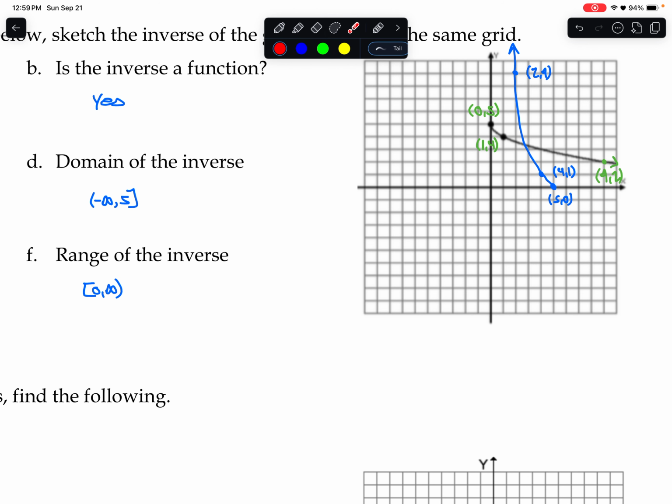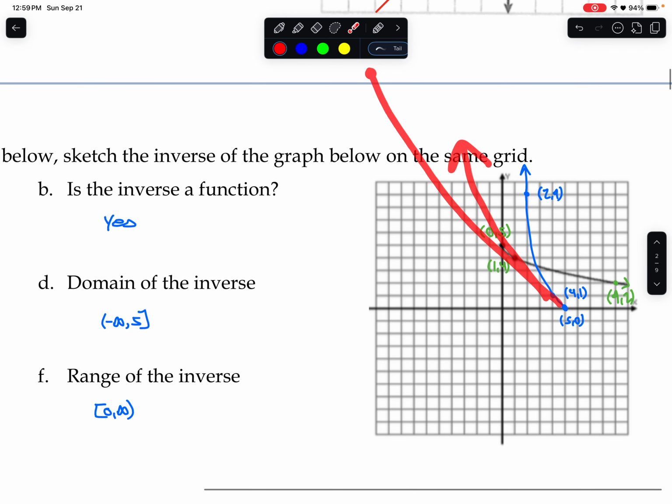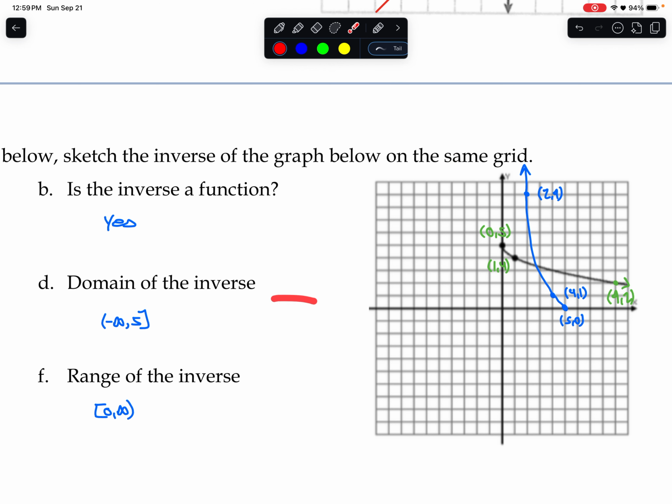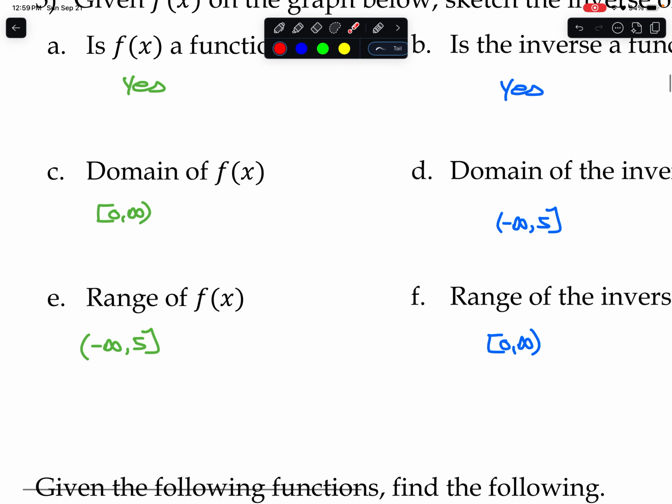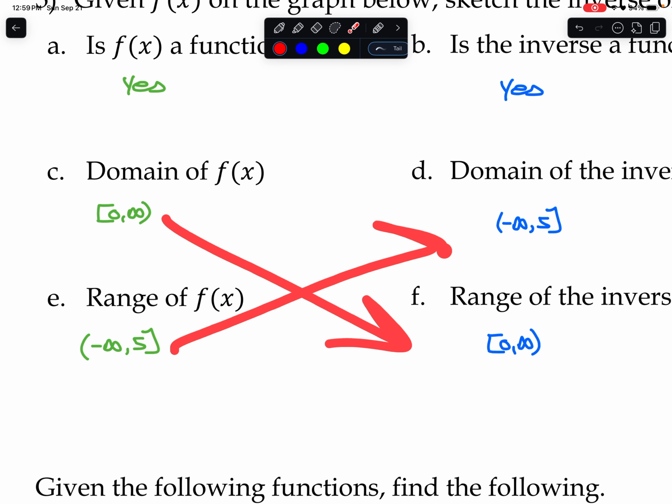So if I look at the domain, it's going to go indefinitely like this. I'm going to exaggerate it a little bit. It's going to go indefinitely to the left. So it would go from negative infinity all the way until we get to 5, which checks. And then for the range, we're starting at 0 and we're going up indefinitely. So that checks out too. So I didn't even need the graph. I can just know to make the flip, and then I'm good.